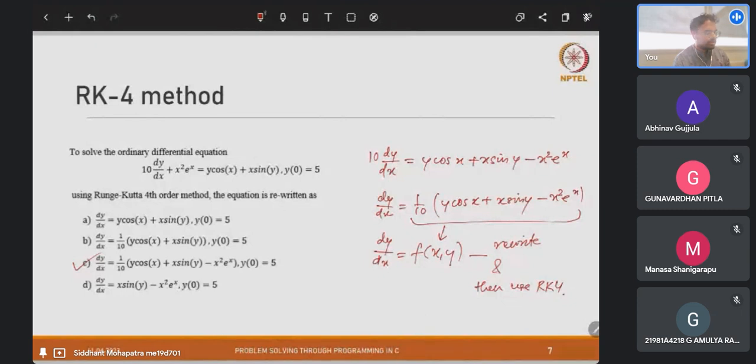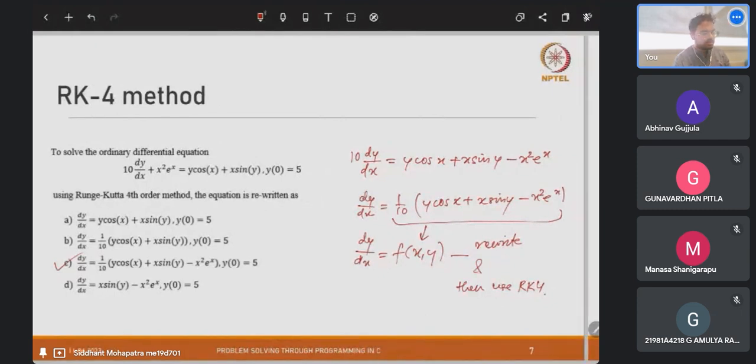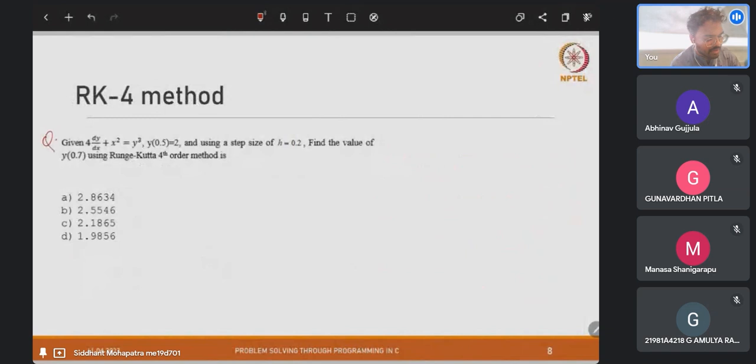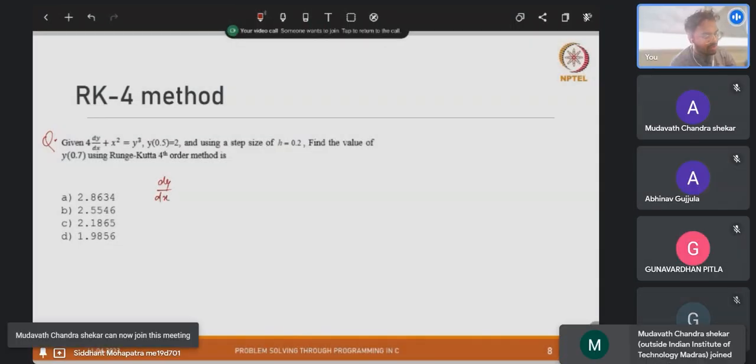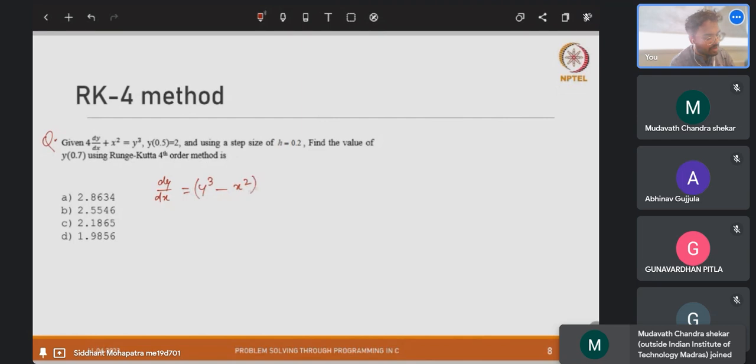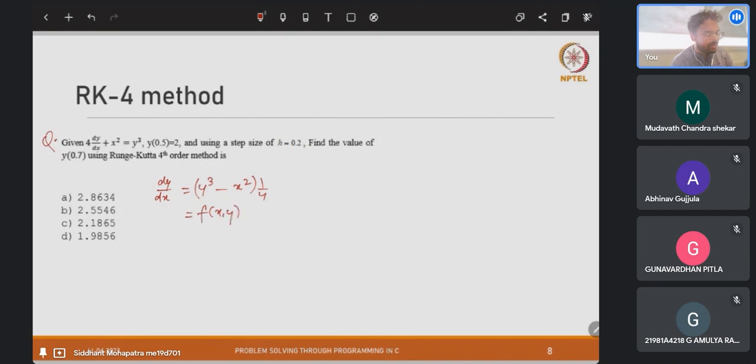Now that we have done this, let us try to actually solve a question for the RK4 method. Let me do the rewriting first. If we write dy by dx, how do we write it? It is y cube minus x square into 1 by 4. So this is our dy by dx, and this is our f of x comma y.